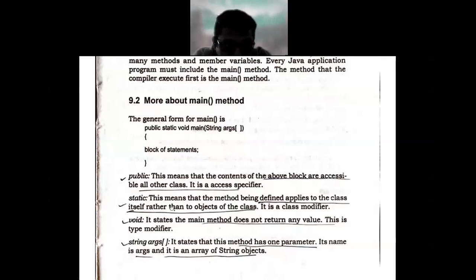Okay. Static means that the method being defined applies to the class itself rather than to the object. So static is a modifier, and it means that instantiation is not required, which we have already studied in our earlier class. So no instances are needed; you can access it with the class name dot operator. And void means the main method does not return any value, it is a type modifier. And String args states that the method has one parameter, its name is args, and it is an array of strings. Okay, so the method takes an array of strings, that is the meaning of the part String args.